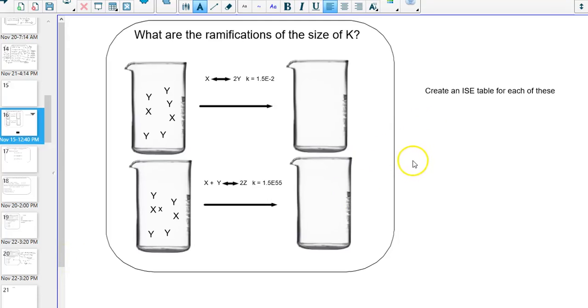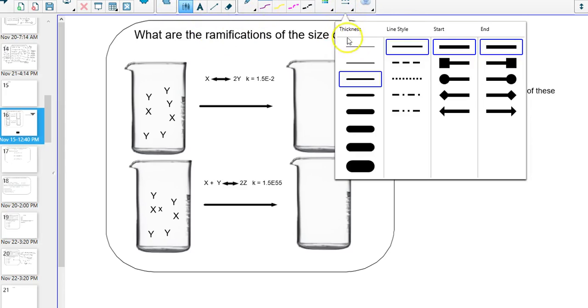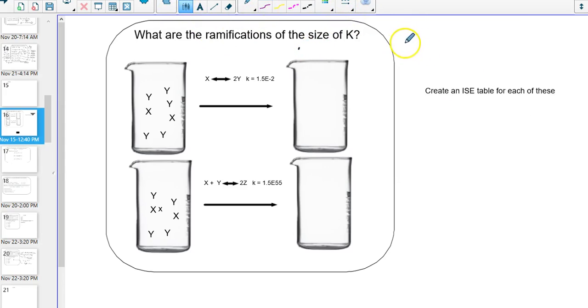We're going to look at another video in the series on equilibrium, and we're looking at the size of K. So what do we think about when we see a number? We have to make sure we understand that everywhere in life, every single time we see a number, we place it on some sort of a scale.